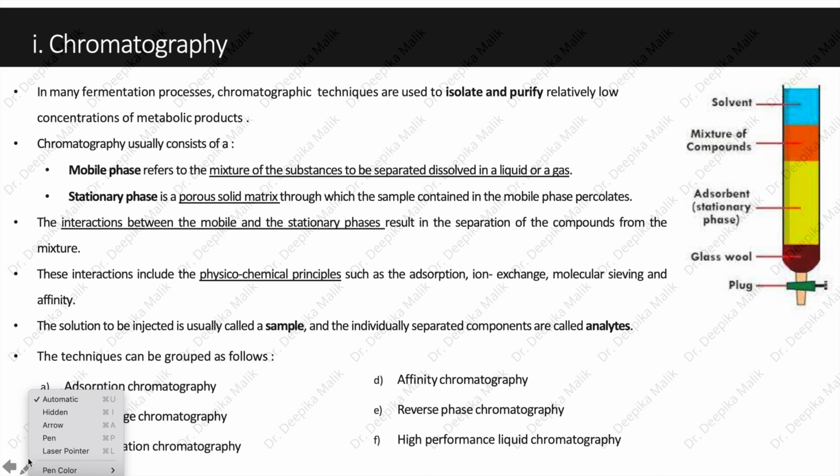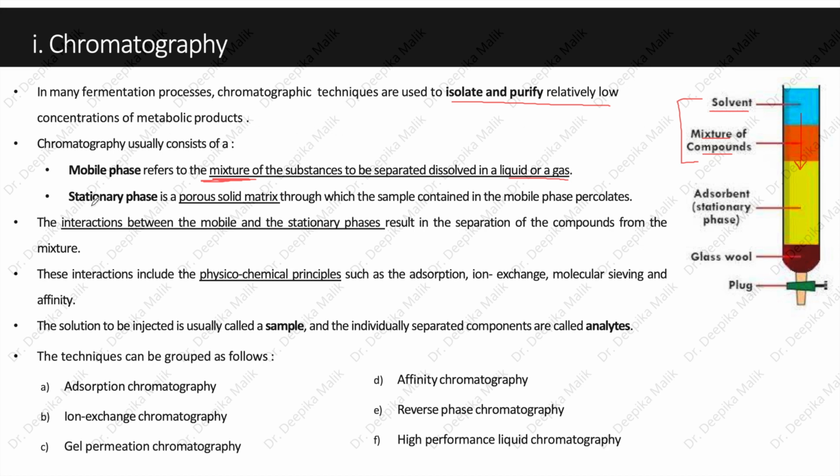Coming to chromatography. In many fermentation processes, chromatographic techniques are used to isolate and purify relatively low concentrations of metabolic products. Chromatography usually consists of a mobile phase, which refers to the mixture of substances to be separated, dissolved in a liquid or a gas. As you can see in the diagram, the blue part, that is the solvent, and the orange part, that is the mixture of compounds, when they mix together and try to enter into the adsorbent or stationary phase, are termed collectively as the mobile phase.